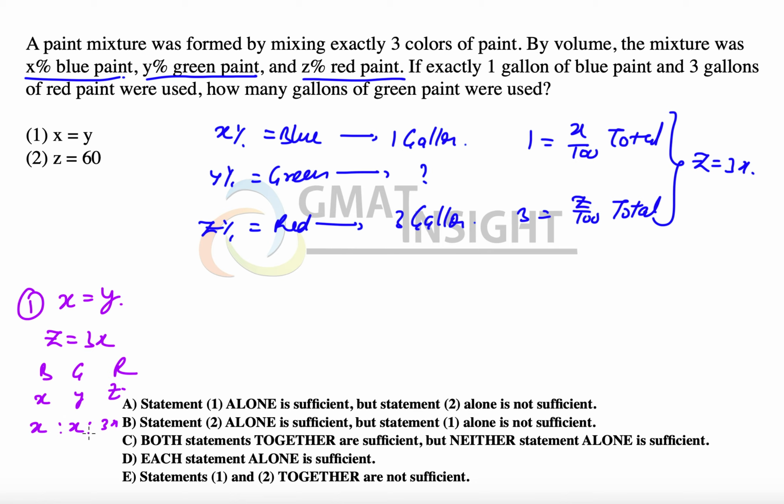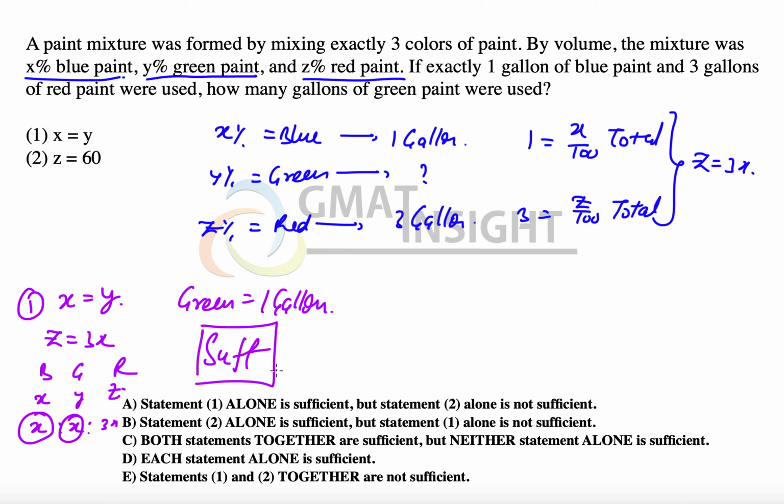So now we can understand that since X is equal to 1 gallon, this X should also be equal to 1 gallon, and hence the green paint will have the quantity equal to 1 gallon. The first statement has given us the unique answer, therefore we say that the first statement alone is sufficient to answer the question. Now let's move to the second statement, which says that Z is equal to 60.